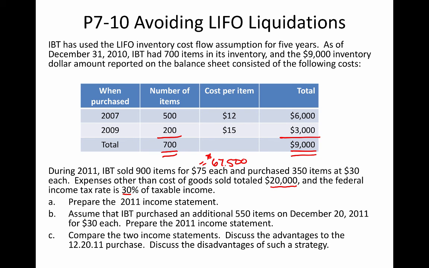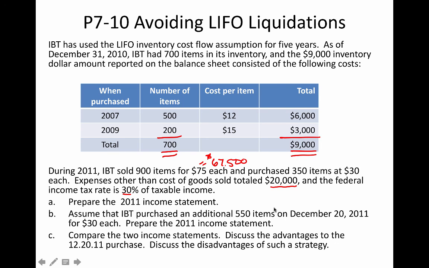To bring that point home probably a little bit better, here is a company that has two older layers. They have 500 units at $12 and 200 units at $15. We're now in 2011, and they're going to sell 900 units at a sales price of $75 each, or sales of $67,500. Also in 2011, they buy 350 units at $30, a little bit higher price than these older layers. And they have other expenses of $20,000 and a tax rate of 30%.